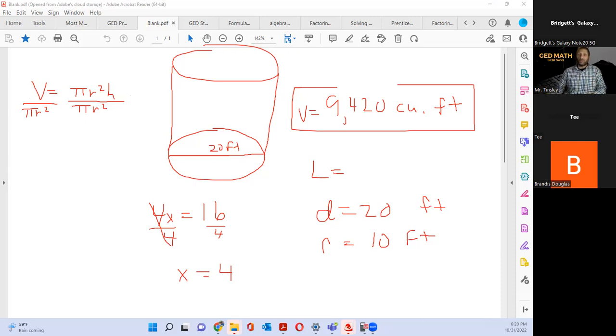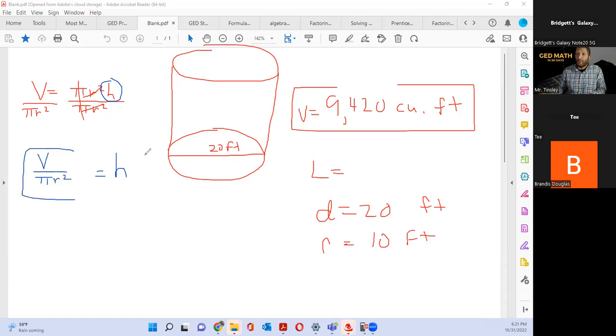Now we look at the right side. What happens to the two pi's? They cancel out. What happens to the two r squareds? They cancel out. What's the only variable we have left on the right side? The height. So h equals volume divided by pi r squared.